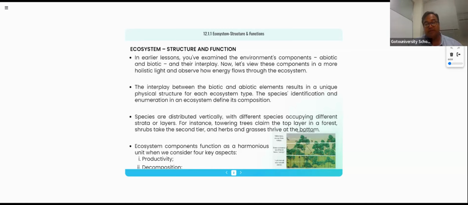Before discussing the productivity and decomposition, species identification and enumeration in an ecosystem defines its composition. We know very well biotic and abiotic elements result in the unique physical feature structures for each ecosystem. If we're talking about the biotic elements, I already gave the example. For abiotic elements also, we already gave many examples. The species identification and enumeration in an ecosystem defines its composition.